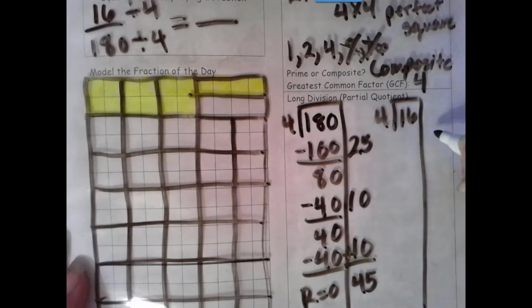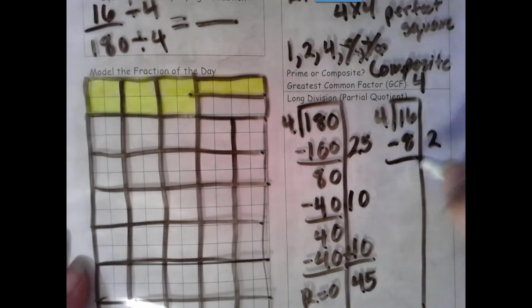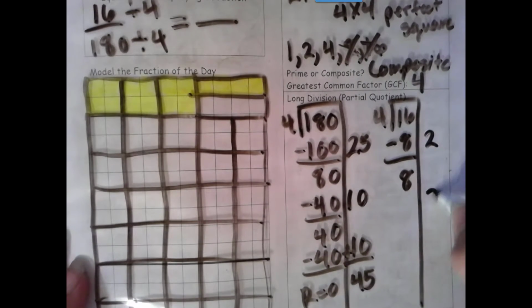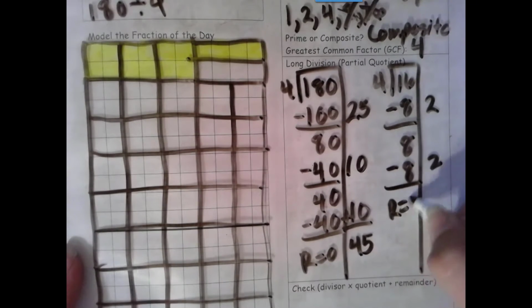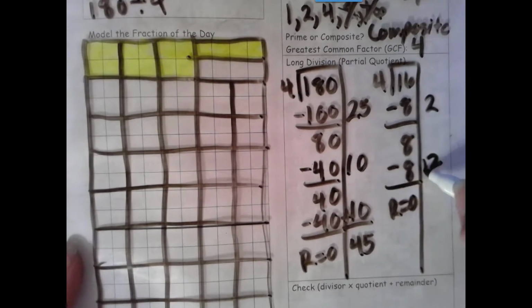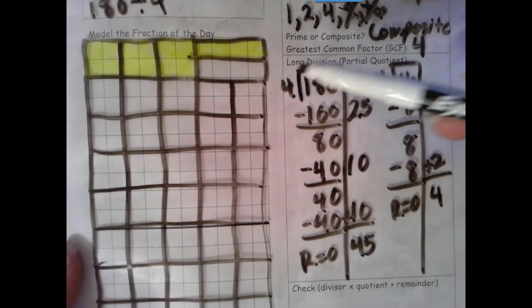Now over here, 4 times 2 is 8. 16 take away 8 is 8. 4 times 2 is 8. Numbers the same, zeros a game. And then add up my partial quotients. 2 plus 2 is 4. So even if you didn't know 4 times 4 was 16, you can still get there by multiplying by 2. Now we need to check our answers with our inverse operation.